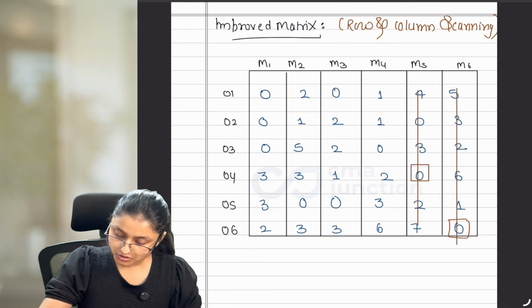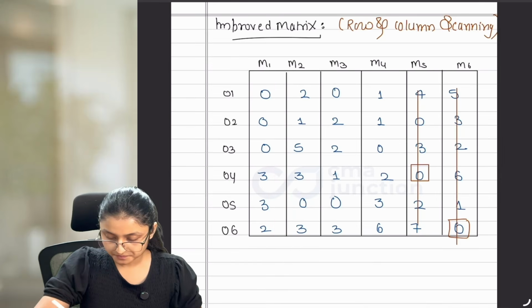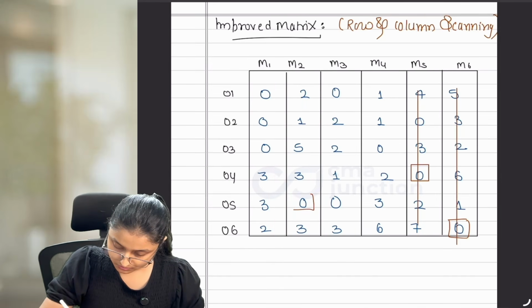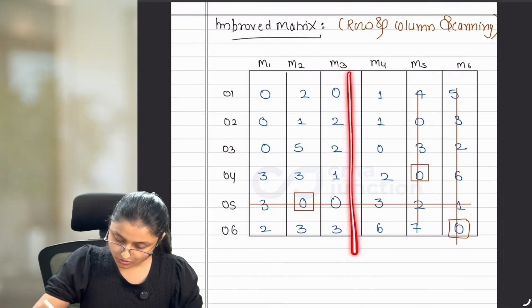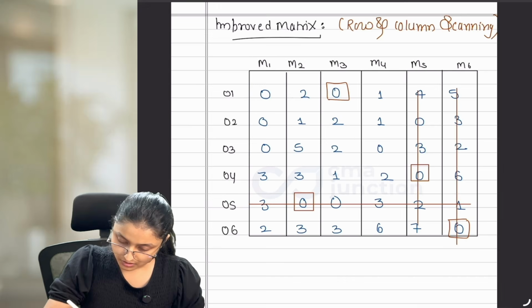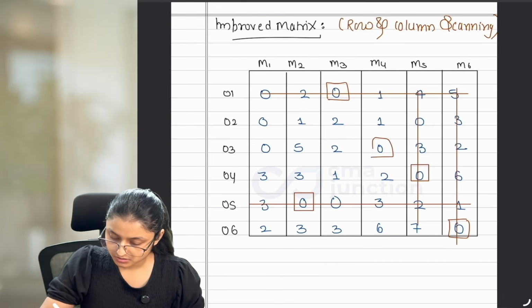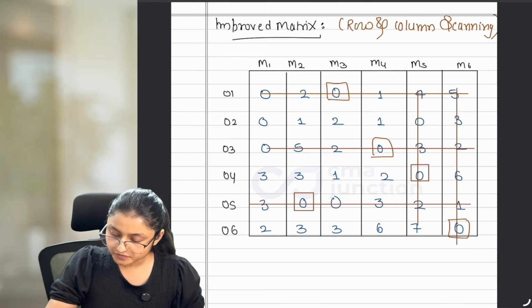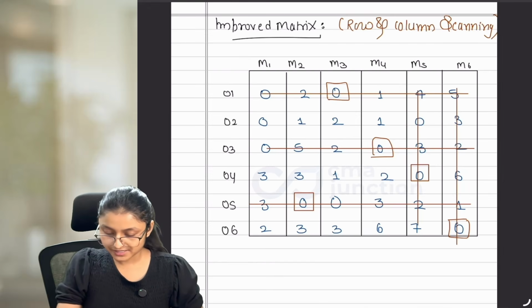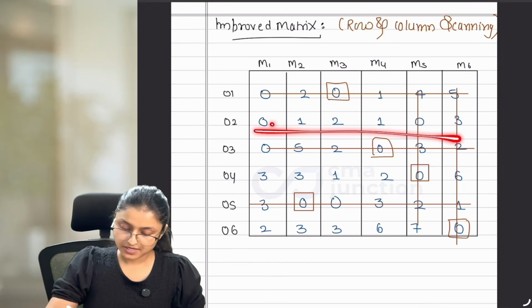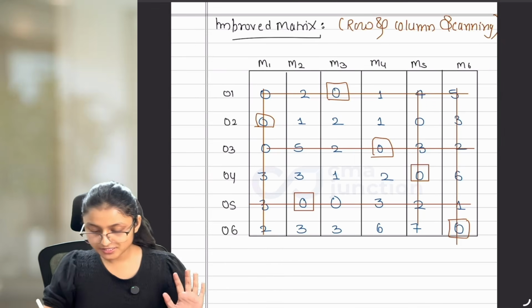Now after this we are left with zeros, hence we have to go to column scanning. 3 zeros, skip. 1 0, mark and cut the row. Next 1 0, mark and cut the row. Next 1 0, mark and cut the row. Now also we are left with 1 0, hence we have to move to row scanning now because column scanning is done. Now in row scanning we have this 1 0, we will mark this and cut the column. All the zeros are covered.